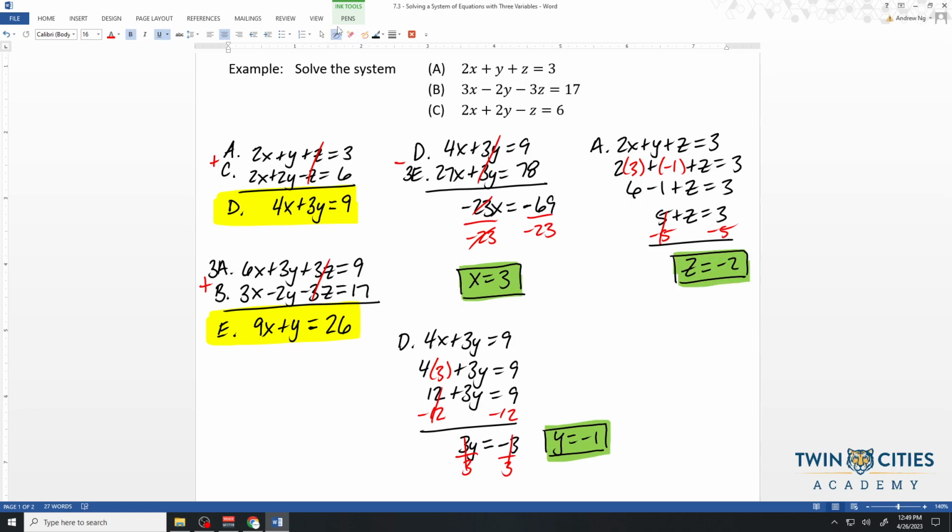This is your solution: x equals 3, y equals negative 1, z equals negative 2. In three-dimensional space, I know that these three planes are going to intersect at the ordered triple 3, negative 1, negative 2. Let's do one more.